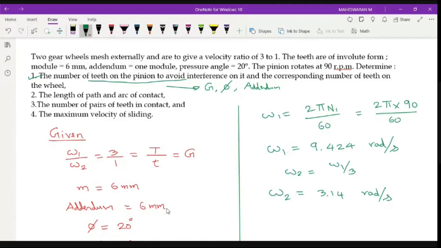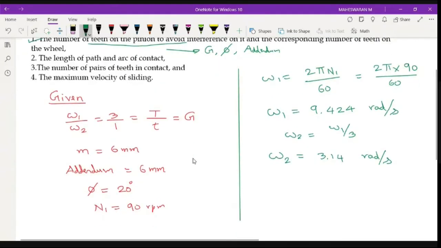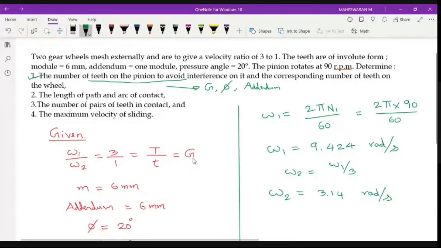Okay, don't worry about it. Just substitute it as it is. Don't divide by module and all. Substitute it as it is. Sir, AP is addendum for one module only, no, sir. If they have given the addendum directly, then we should divide by module and only then substitute, no, sir.